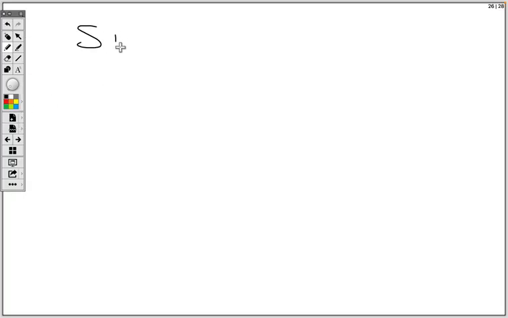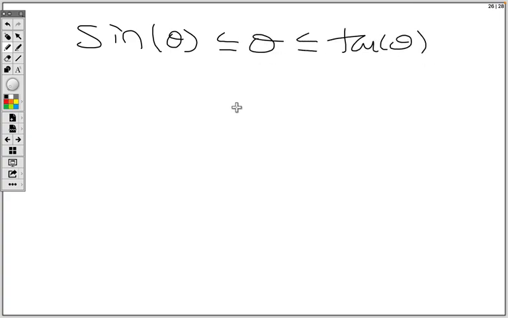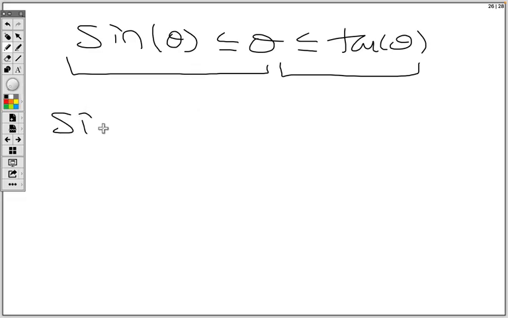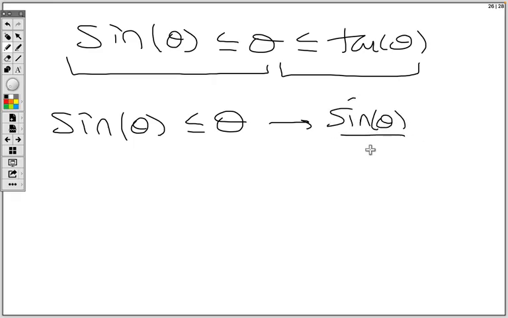So this is what we call a compound inequality. And so this means that both of these inequalities are true. So if I look at sine theta less than or equal to theta, once again, if I'm assuming here we're in quadrant 1 and theta is a positive number, I can divide both sides by theta and get sine of theta over theta is less than or equal to 1.